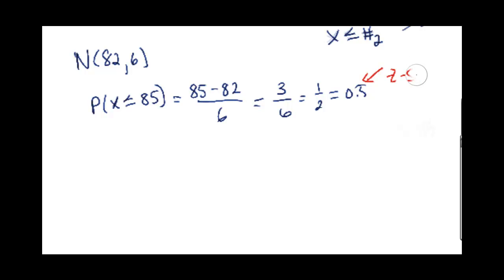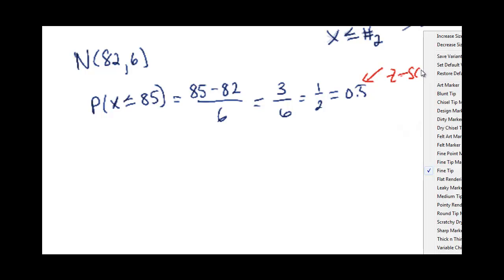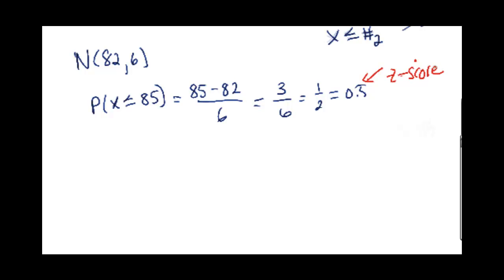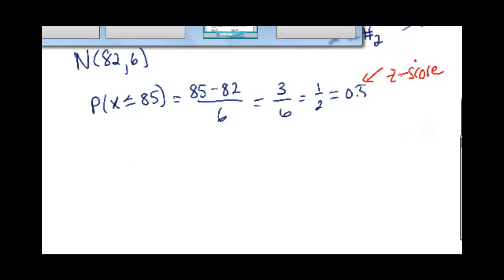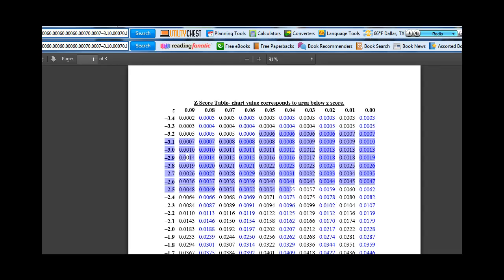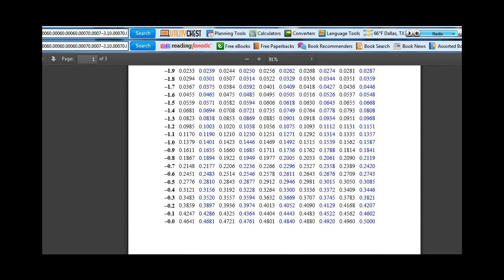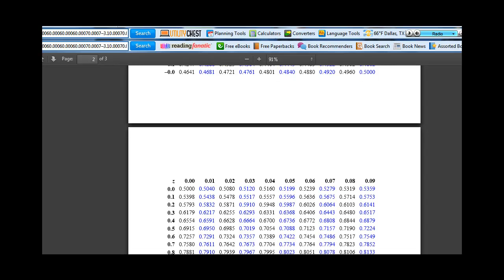And let's see. Let's convert that into a proportion. We need the table. So we have a Z-score of 0.50. So we go here. This data point right there. Okay. And so that means there's 0.6915 of the class below that grade.